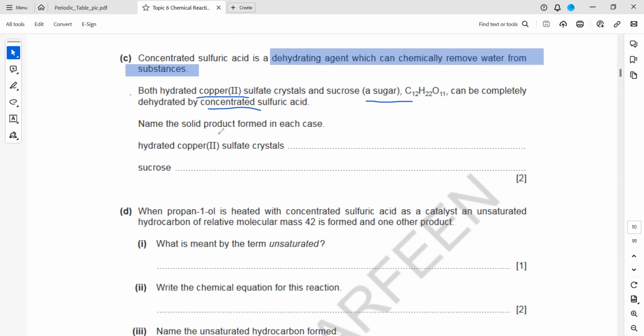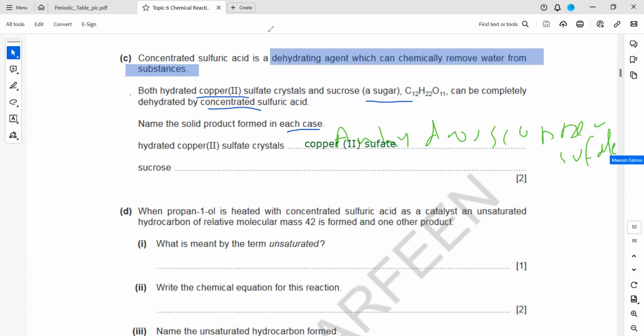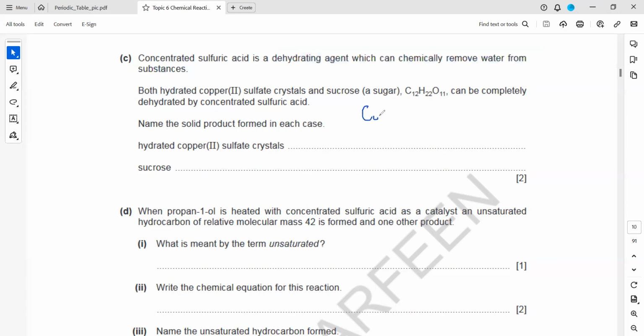Name the solid product produced from each reaction. If we have hydrated copper sulfate, it's important that you do not say a blue solid. You're not supposed to say the color. You have to name the solid product formed in each case. Like if we have hydrated copper sulfate, anhydrous copper sulfate is the right answer. So what actually happened is, if you have hydrated copper sulfate and you remove the water, it will become anhydrous copper sulfate plus water molecules. So we have to name this product. So here, that is anhydrous copper 2 sulfate.